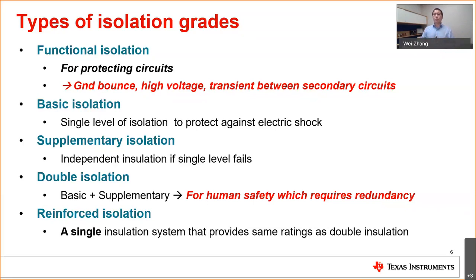But when it comes to safety, protecting human safety in case a single level fails, you need double isolation. And what is reinforced isolation? With reinforced isolation, in a single device, you can achieve the double isolation. So that is where reinforced isolation comes in. To make a long story short, functional isolation is really just for proper operation of the circuit level performance. Basic isolation is protecting some equipment. But reinforced and double insulation protect the human.